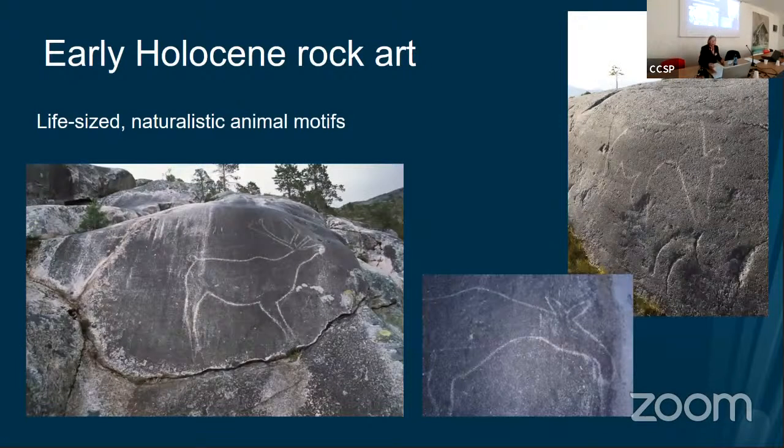So if we start with the early Holocene rock art, what is characteristic of the images here is that they're life size, so they're really large images, they're very naturalistic, and they're nearly all animal motifs. Some of the typical motifs that you would see are the reindeer, the elk, and the bear. So those are the three motifs that you see in these images on this first slide.